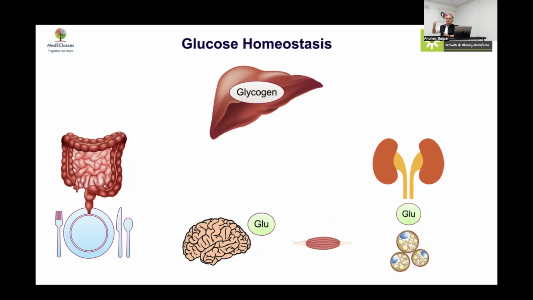And when you have lost everything, the final reserve is, so if you have taken off all your bank account, you have sold all the ornaments, what is left? Property. You will sell the property. So fat is like your property, which the body uses as an alternate source. It burns the fat to produce ketones. So these are the defense mechanisms.